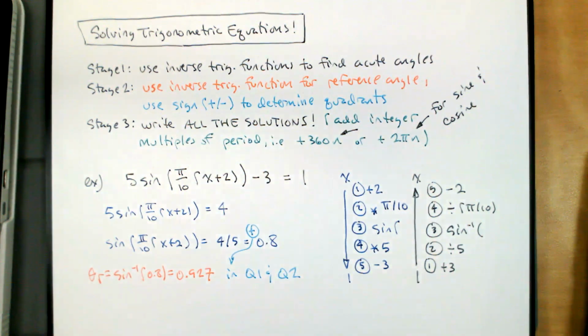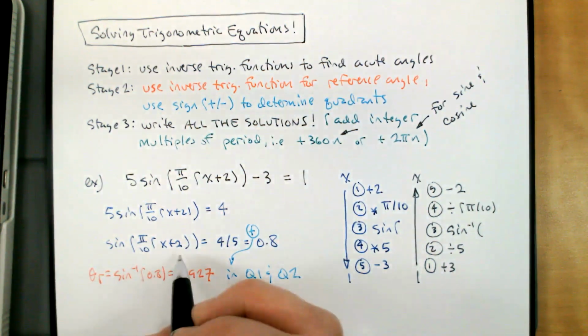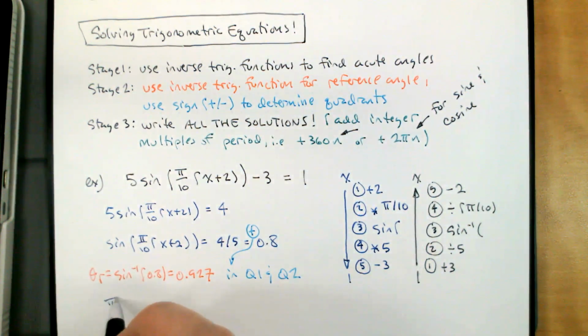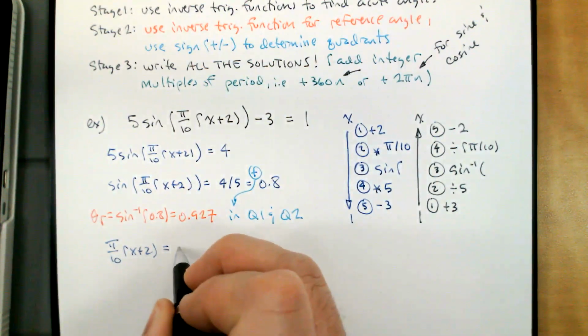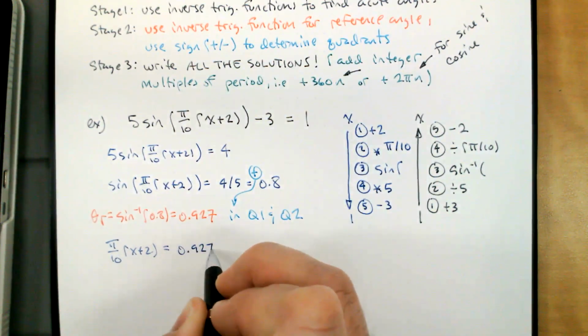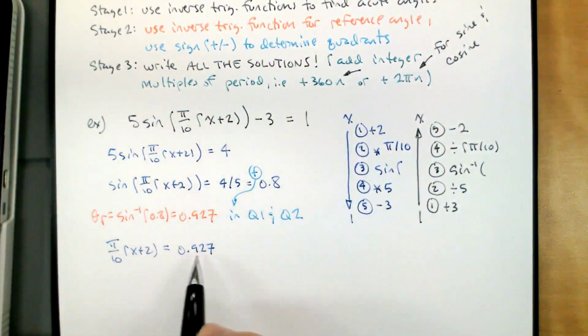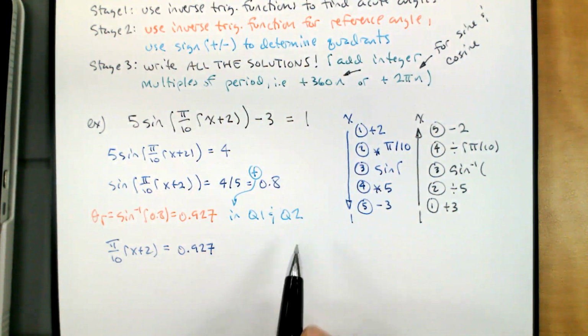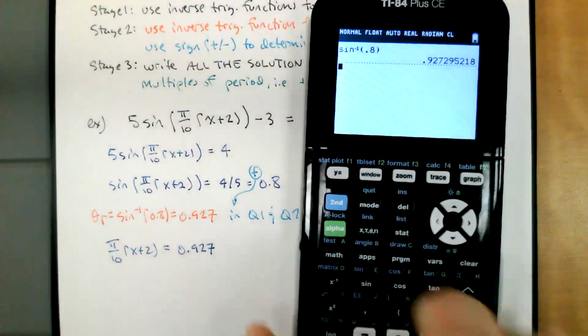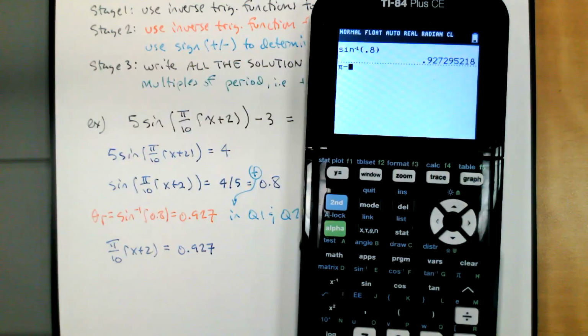So our actual angle, which is the pi over 10 times x plus 2, is 0.927 in quadrant 1, which is just 0.927. And then 0.927 in quadrant 2. So I have to take pi and subtract 0.927. So that'll be 2.21.